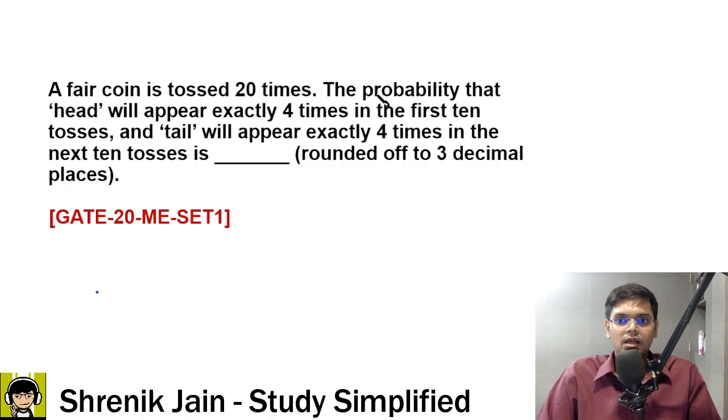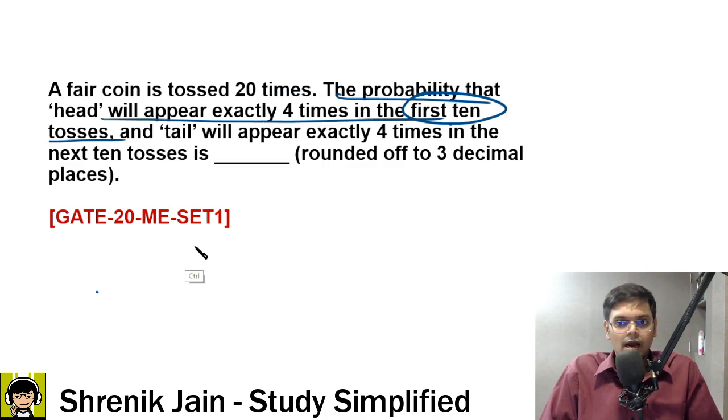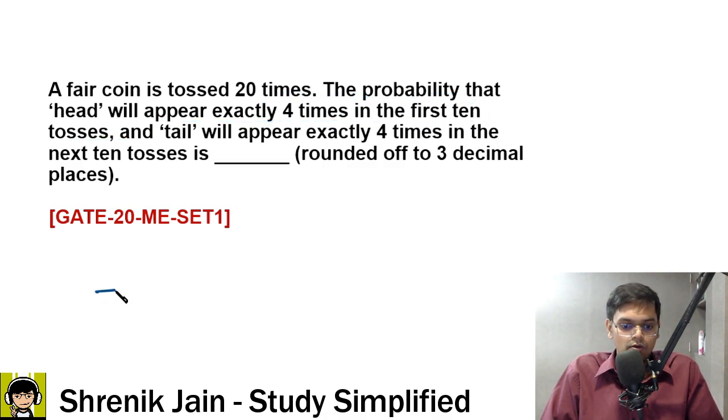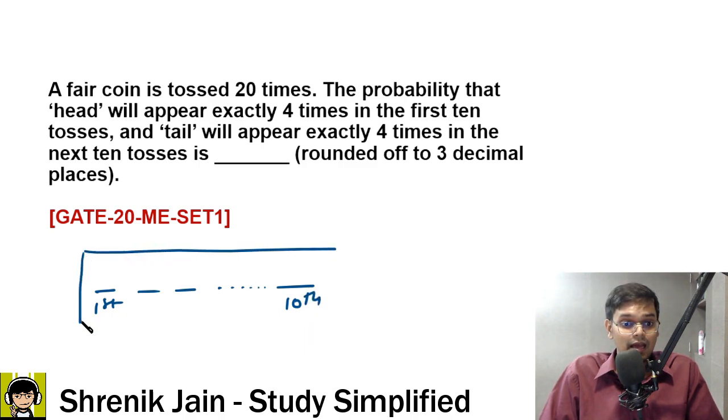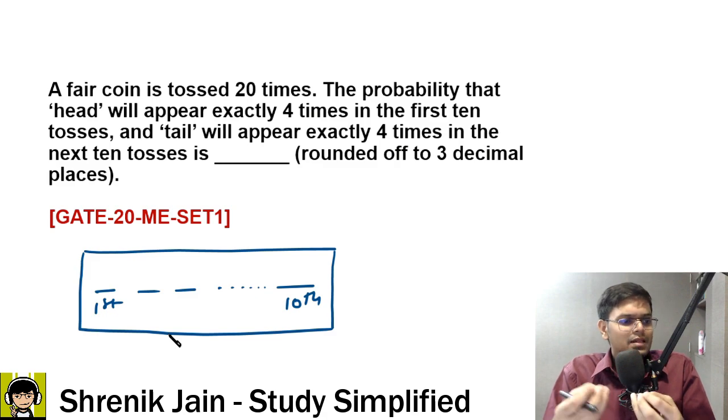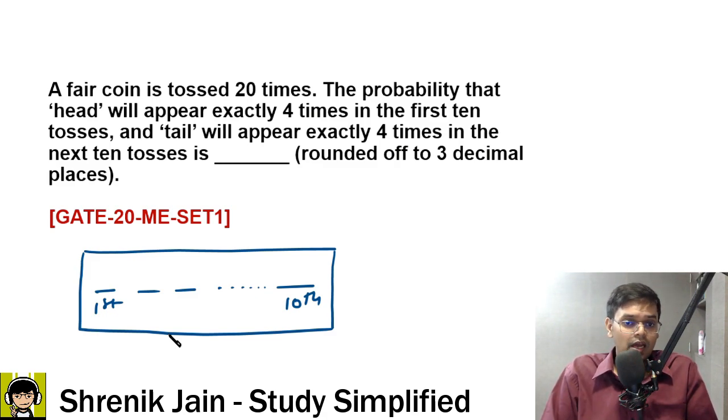First, they are saying in my first 10 tosses, exactly 4 times head should appear. Check it out: first toss, second, third, fourth, fifth, sixth, seventh, eighth, ninth, and 10th toss. In these 10 tosses, what I need is exactly 4 heads. So this is like number of trials 10, x is 4 heads, and then using the binomial distribution to get the answer.